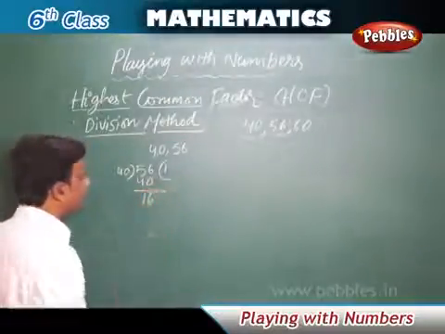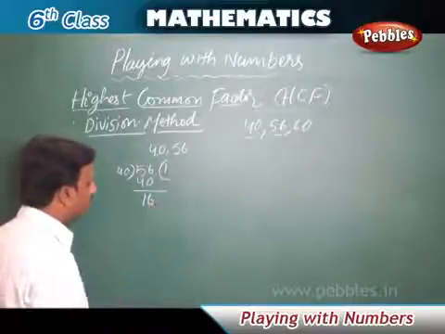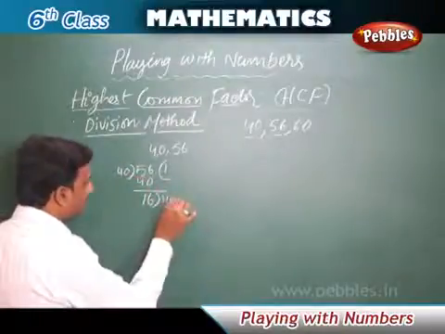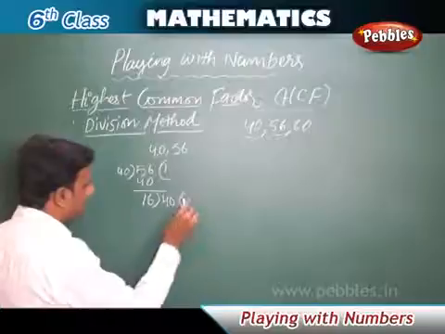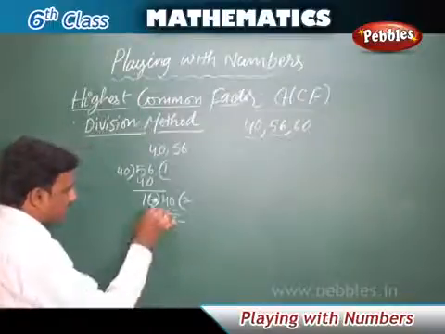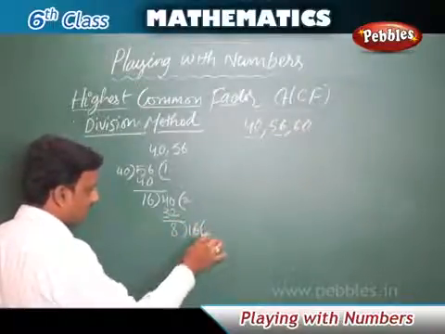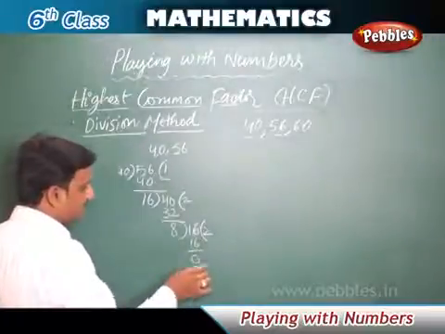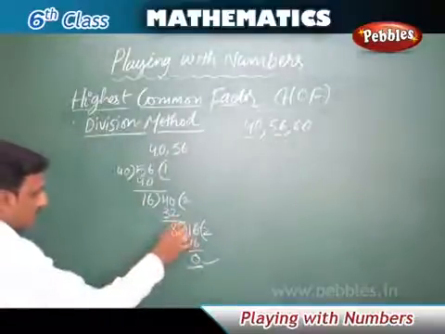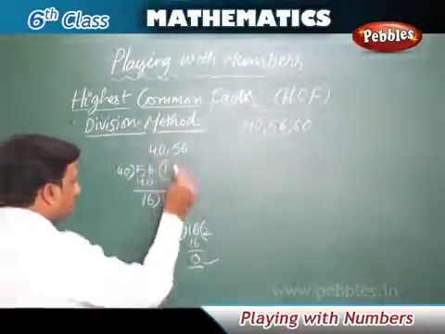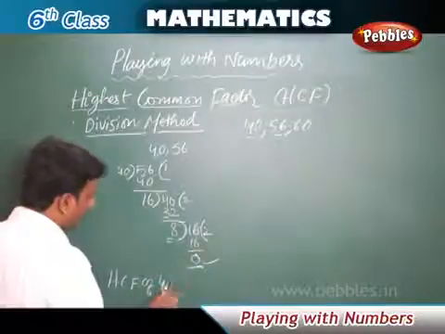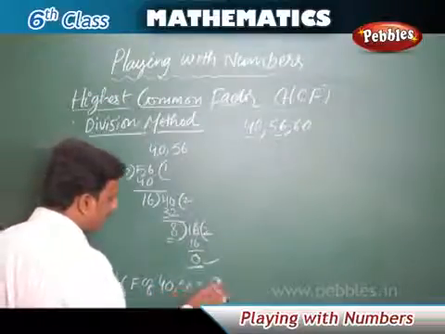So here we got 16. We didn't get remainder 0. So what to do now? We take this remainder as the divisor and divide the first divisor: 16, 2's are 32 and 8 is the remainder. Now again take this divisor and divide: 8 2's are 16, remainder 0. So finally we got 0 as the remainder. The last divisor is taken as the HCF of these two numbers. So the HCF of 40 and 56 is 8.